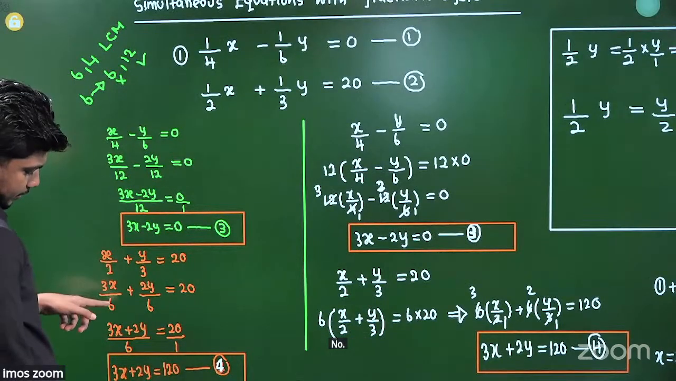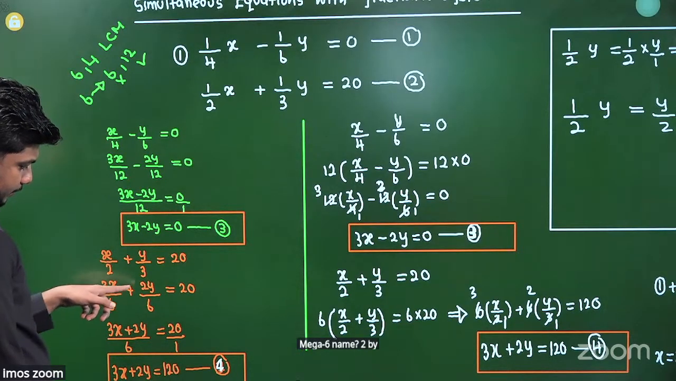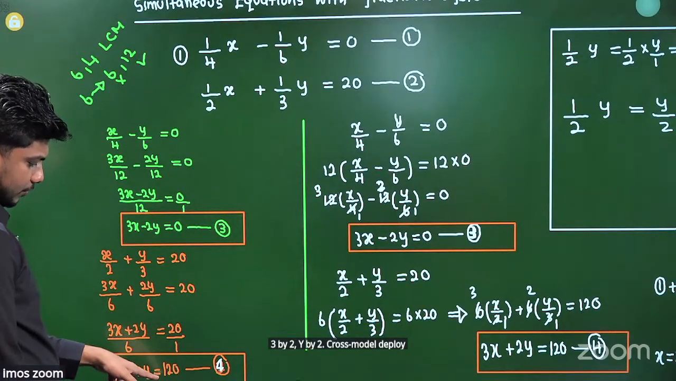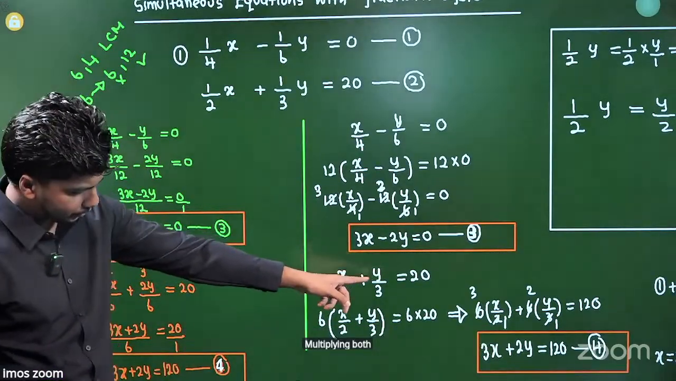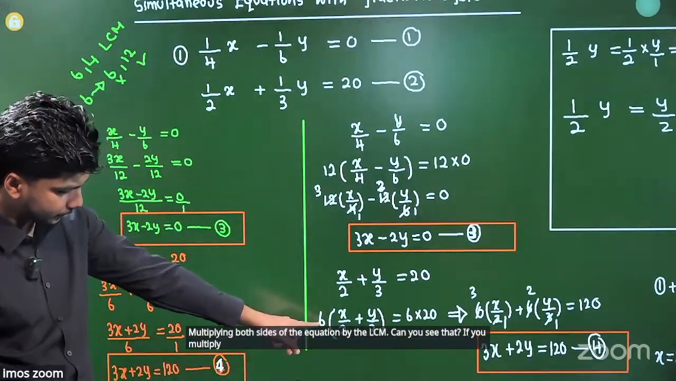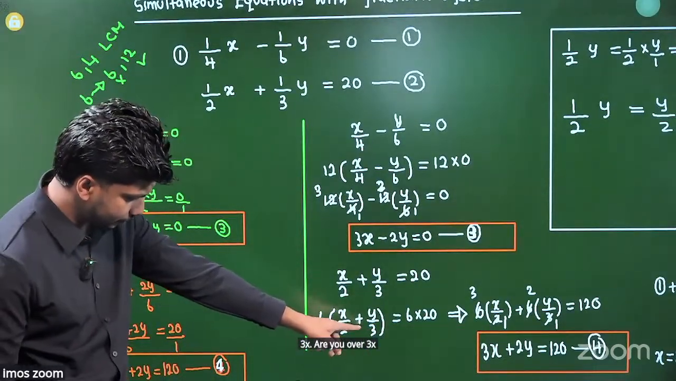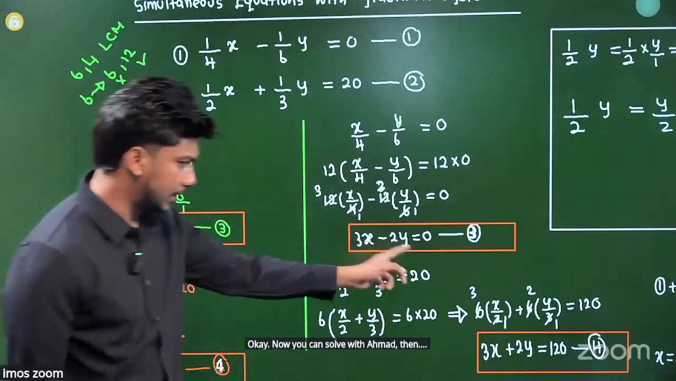The LCM here is 6. 2 by 3 x by 3, 3 by 2 y by 2. Cross multiply, you get this equation. Either you can take the equation by multiplying both sides of the equation by the LCM. Can you see that? If you multiply x over 2 by 6, it means 3x, y over 3 by 6, 2y. Okay, sir.